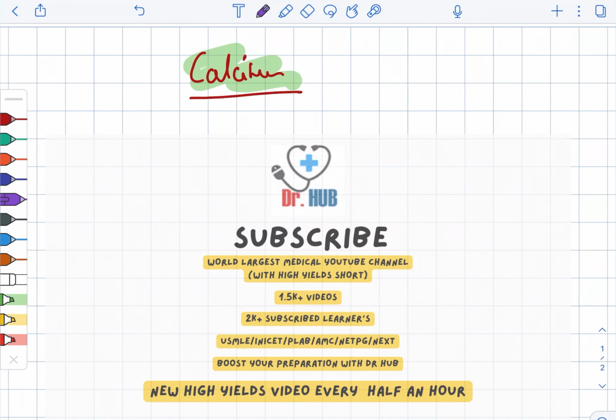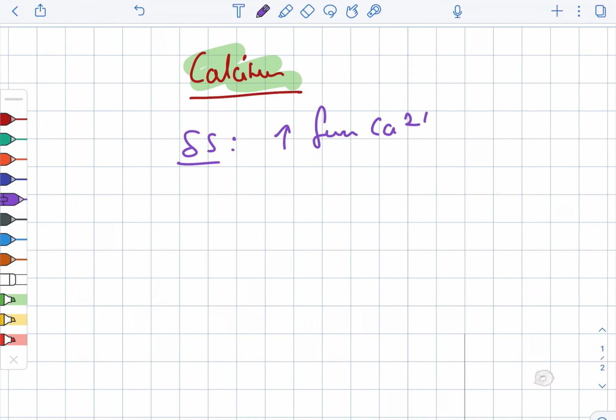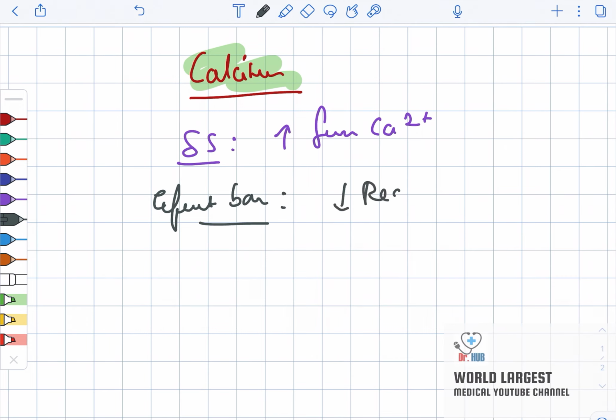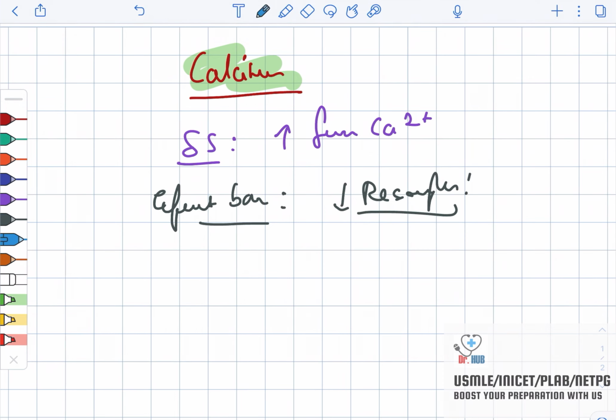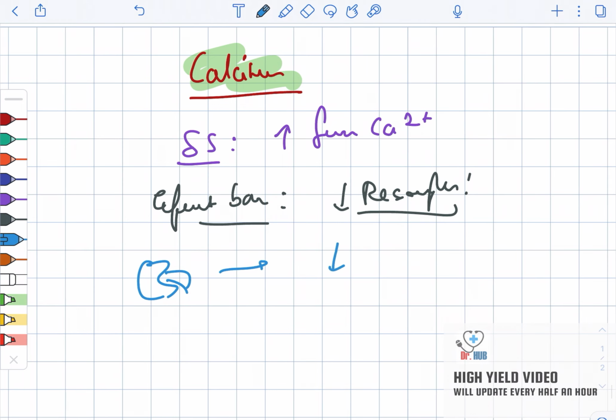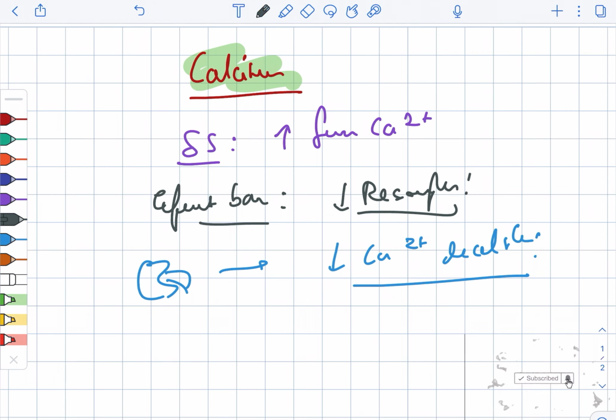Calcitonin. The stimulus of calcitonin secretion is an increase in serum calcium. Now, looking at the effect on bone, this involves a decrease in resorption, whereas parathyroid hormone increases resorption. Now, looking at the effect in the kidney, it decreases calcium reabsorption, whereas in the case of parathyroid hormone, there was an increase in calcium reabsorption.